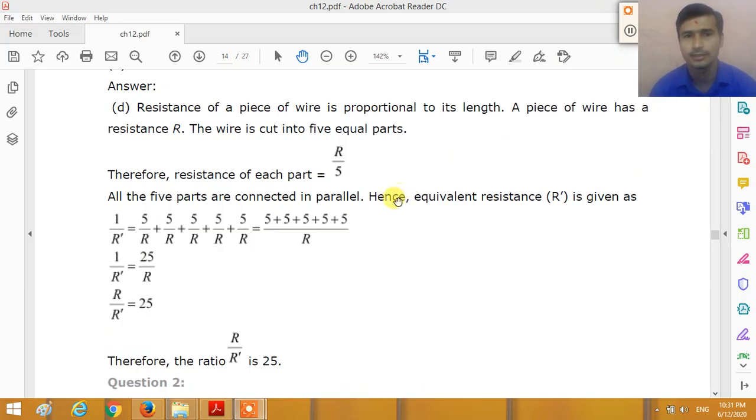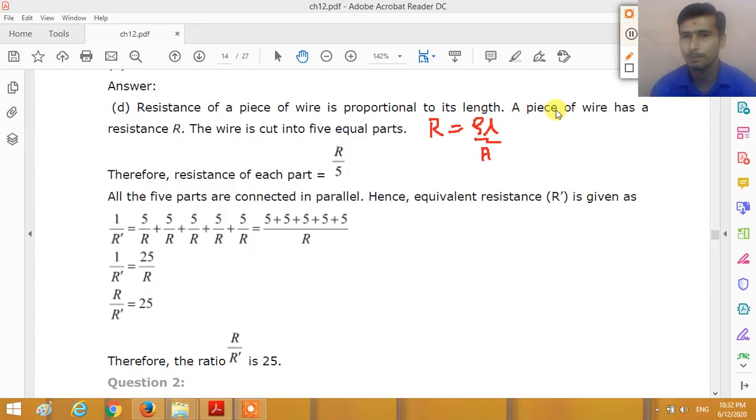So here, given that the resistance of a piece of wire is proportional to its length, right? As you know the formula, capital R resistance is equal to rho L divided by A. So from this formula, we can say that the resistance of the piece of wire is proportional to its length.